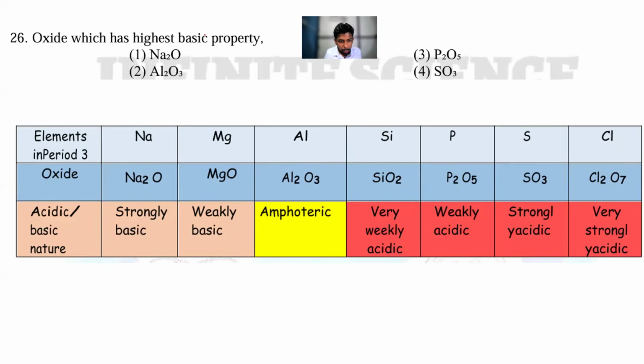What do you mean by basic property? Basic property means they are asking about the base, acid or base. Basic means they are asking for the base. Sir, why use the third period to show? Even if you wish, you can use the same thing for the fourth period or the second period. That is not the issue, okay?